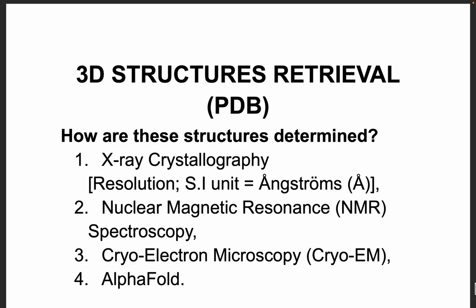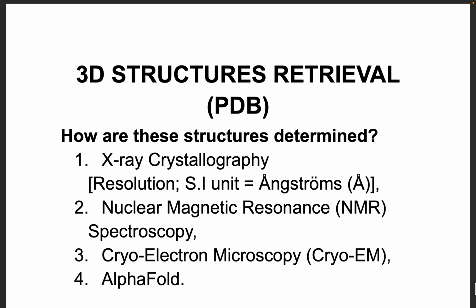The third method is cryo-electron microscopy, cryo-EM. In this method, we flash freeze the protein sample and fire electrons through it. Thousands of 2D images are collected from different angles and computationally reconstructed into 3D structures. This method is the reason we now see the structure of the entire ribosome, viruses, and membrane proteins that were impossible to crystallize.